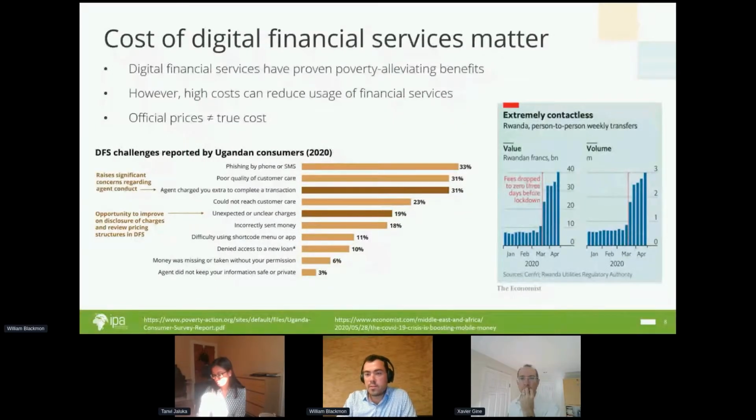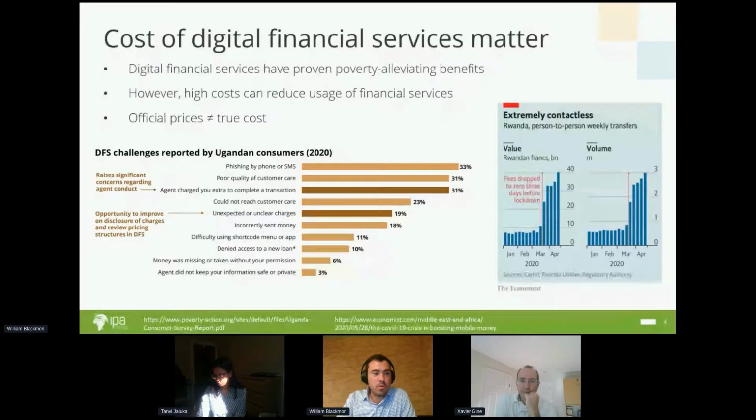However, we also know that understanding the true cost of using mobile money is difficult, because the official price that you may find for conducting mobile money transactions by going on providers' websites, for example, is not really equal to the true cost that consumers face.